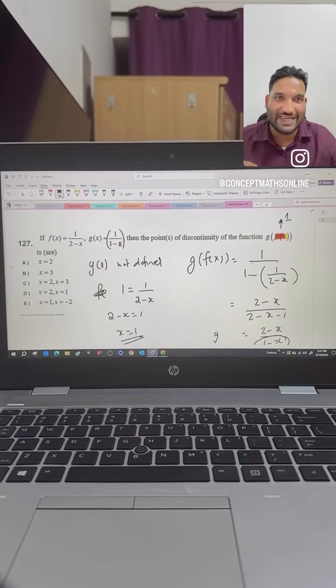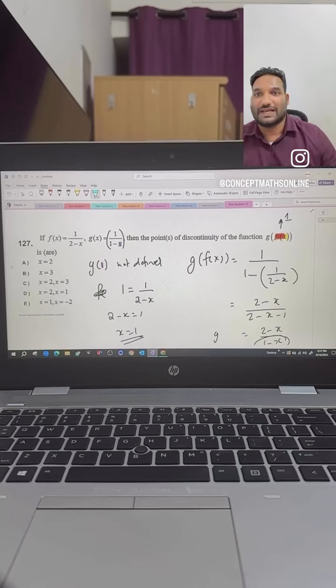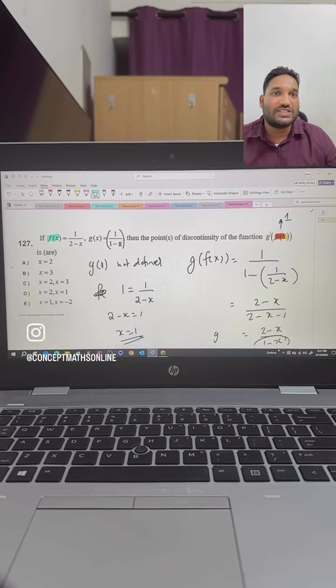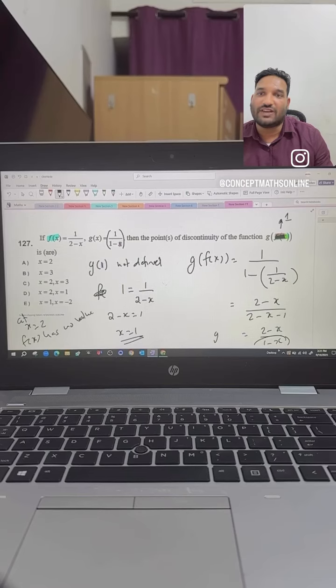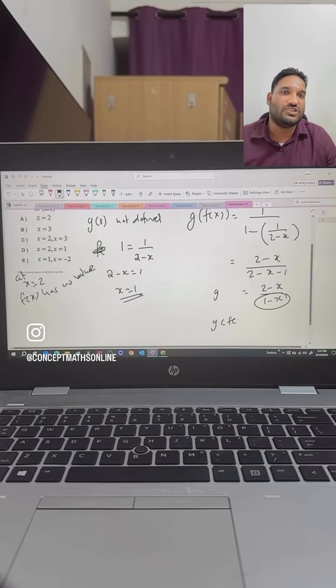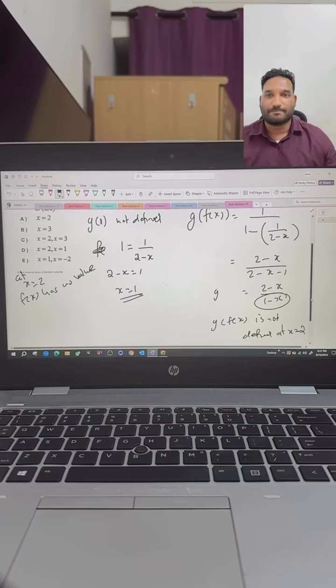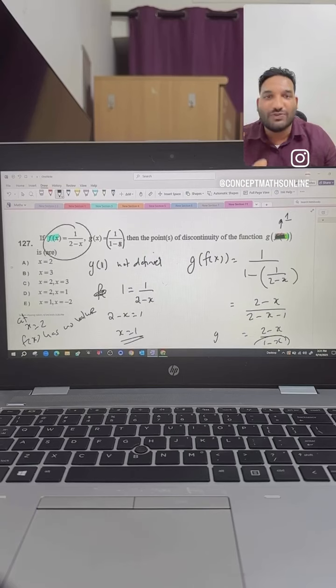Now how to find the second? Second, you have to consider where f of x has no value. You cannot put g of something; g of f of x should have a value, right? So f of x has no value at x equal to 2, no range. At that point, g of f of x is also not defined at x equal to 2. Why? When x is equal to 2, f of x has no value.